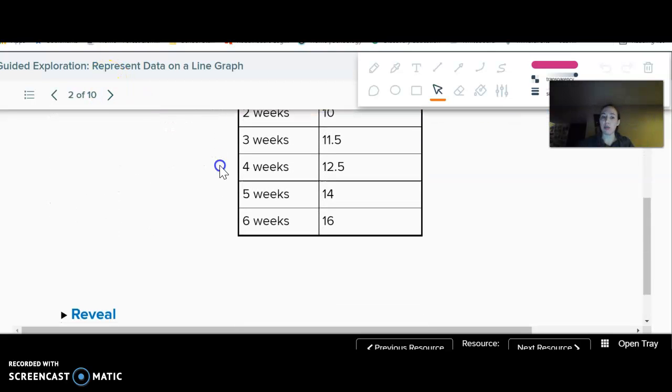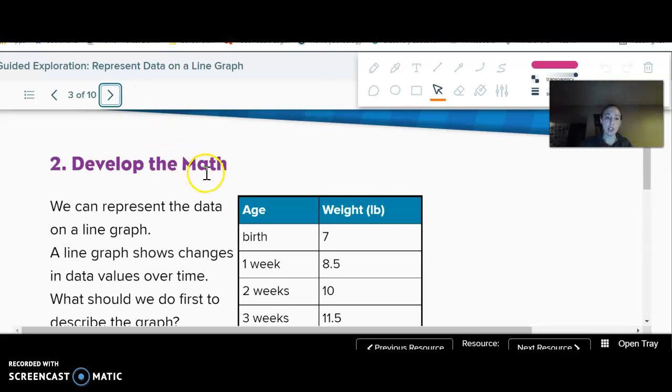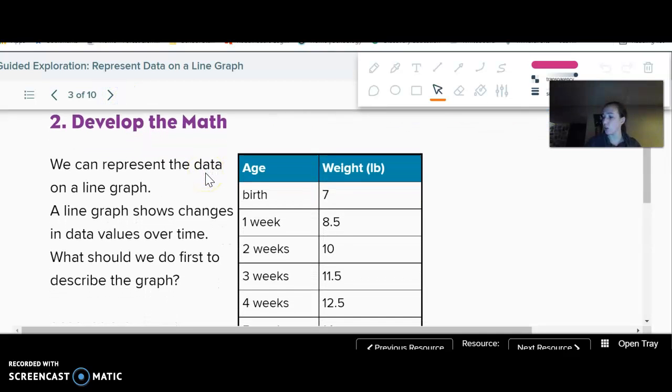So what kind of graph would we want to use? Well, we'd want to use a line graph, because a line graph shows changes in data values over time, time being the important thing. If it's just groups of information, like how many people chose some different categories, then we'll usually use a bar graph. But if it's change over time, we want to use a line graph.